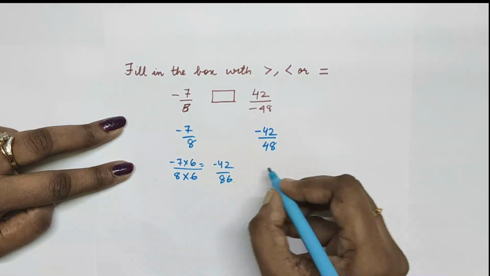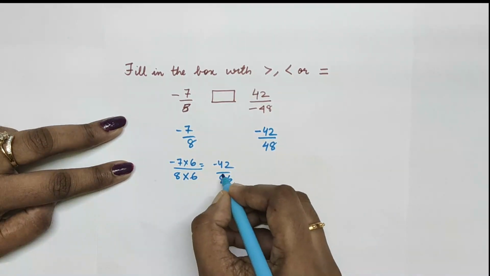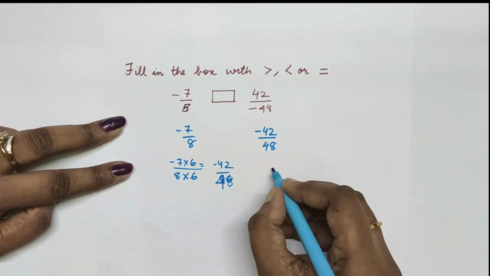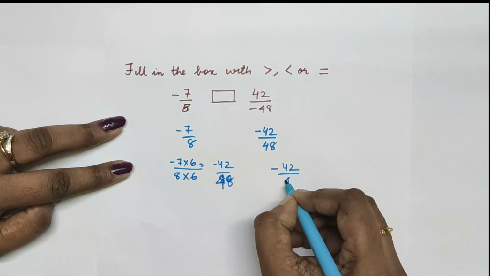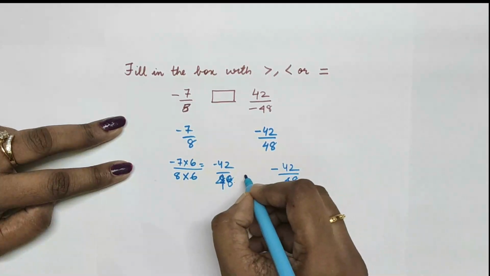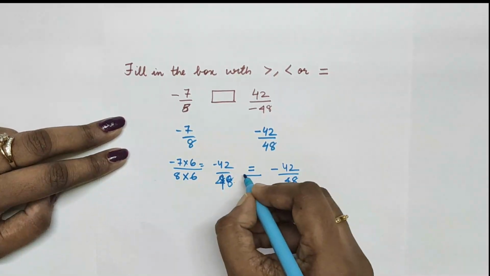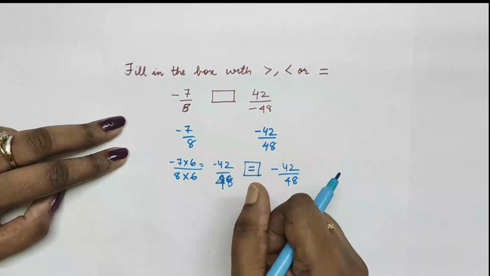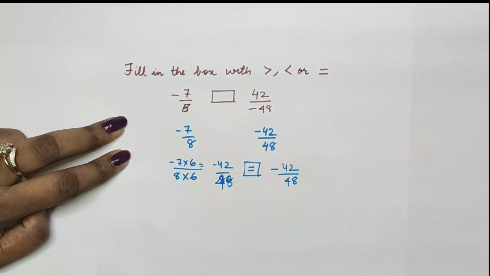So now you see that I get minus 42 by 48, and this is minus 42 by 48. So are they different? No, they are the same. So I will put an equal to sign in this box. So I hope you are able to now compare the different rational numbers. It's very simple logic.